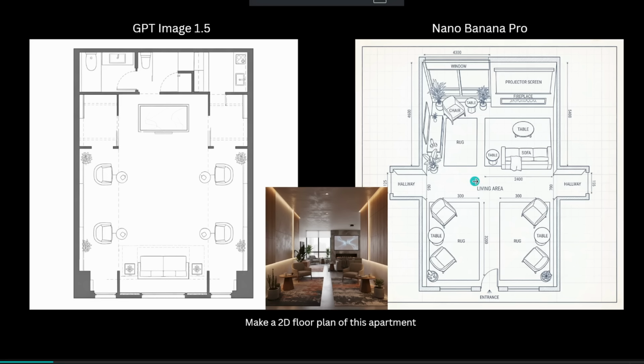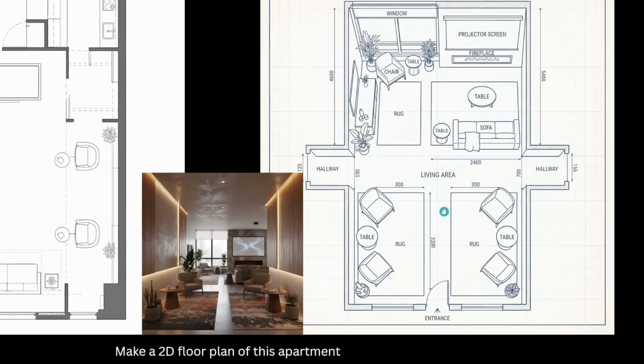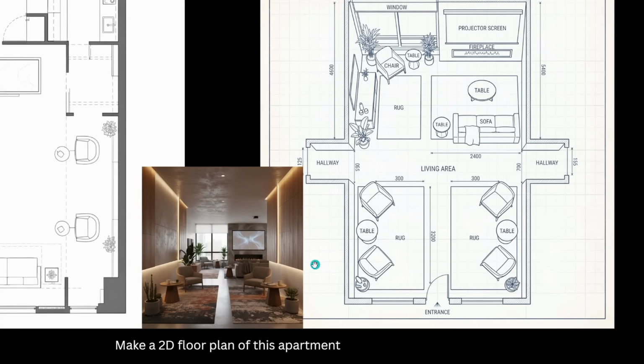Next, I wanted to test its spatial understanding. So I uploaded a photo of this room and asked it to make a 2D floor plan of this apartment. So here's a side-by-side comparison. You can see that for GPT Image 5, it just got the spatial arrangement of everything completely wrong. This isn't even close to my reference image, whereas for Nano Banana Pro, it was actually able to get most of the stuff correct, such as the chairs here, plus this projector, and fireplace and sofa, plus this window.